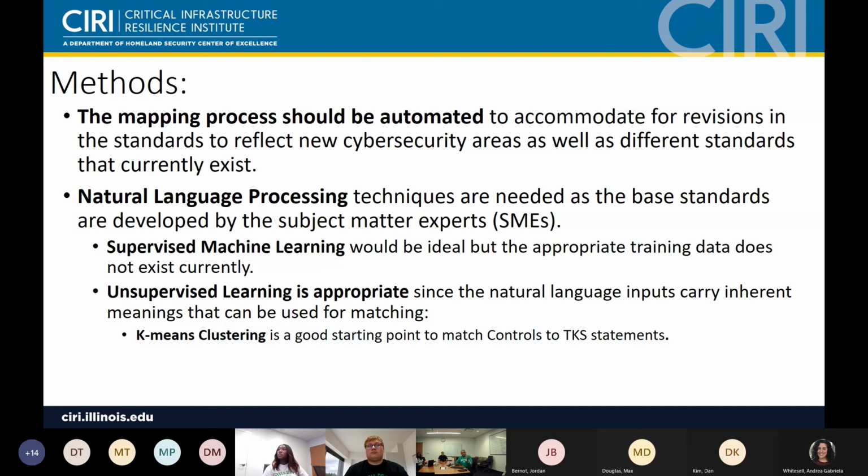Any matching that exists is all done manually. And as the standards get revised, which they do, we have to do that whole process manually. So as of today, we have little data to do supervised machine learning. So in that case, we decided to use an unsupervised approach to start with. And we thought K-means clustering would be a good starting point to match controls to TKS. And so next we will discuss K-means clustering and other techniques that we used.